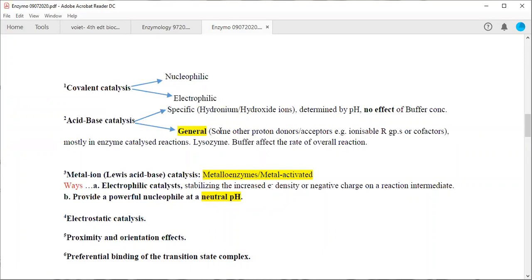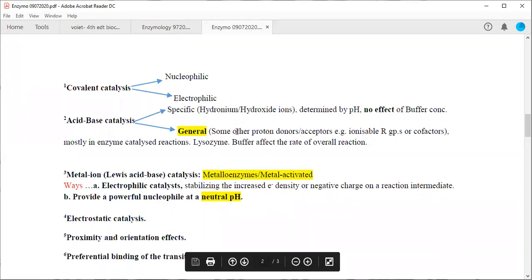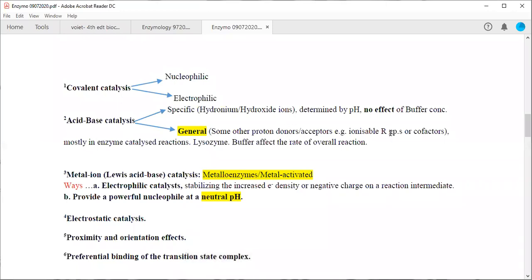Okay, so some other proton donors. There are 2 ways, one is specific, one is general. If it is specific, the hydronium or hydroxide ions are themselves the proton acceptors or donors. It is determined by the pH, and there is no effect of the buffer concentration in this particular class of acid-base catalysis. This is the specific class. And then in the general one, some other different proton acceptors or donors are used.